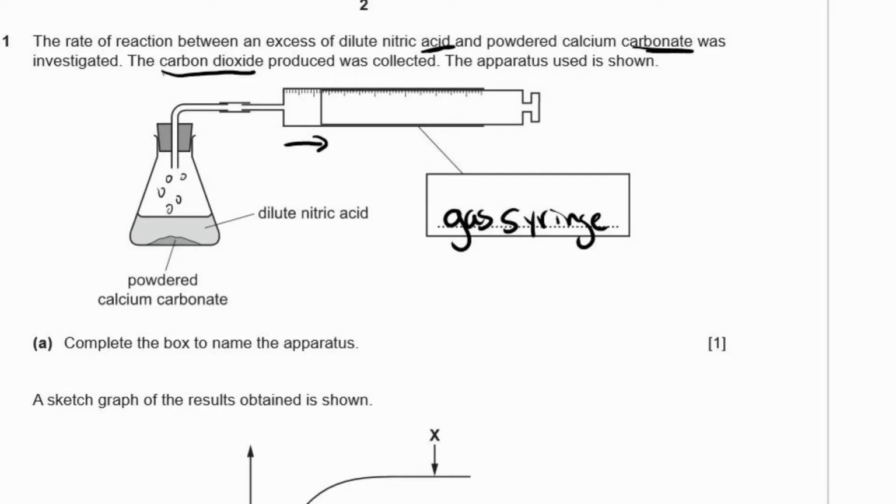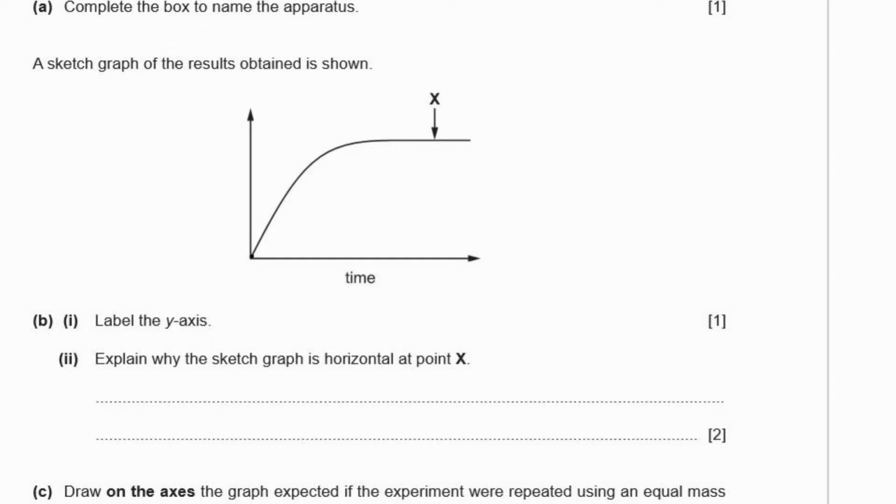You can just call it syringe because it's just pointing to the syringe part. And the only thing that makes it a gas syringe is that it has this tube attached to the end going into the flask. A sketch graph of the results obtained is shown. So at time 0, the rate of the reaction is there's nothing, but obviously it increases very quickly and then it decreases. That's just a sketch.